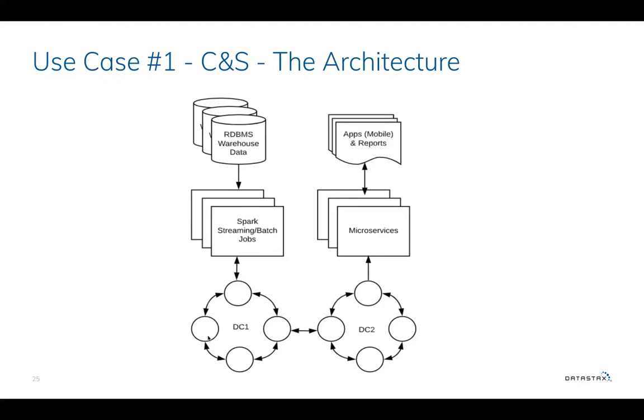And then Cassandra underneath would replicate that data to their second data center where they drove microservices on top of. And that really served their mobile application and, to some degree, the microservices with the Spark jobs also did these insightful reports on the data so that their management can easily look at that through their mobile applications.